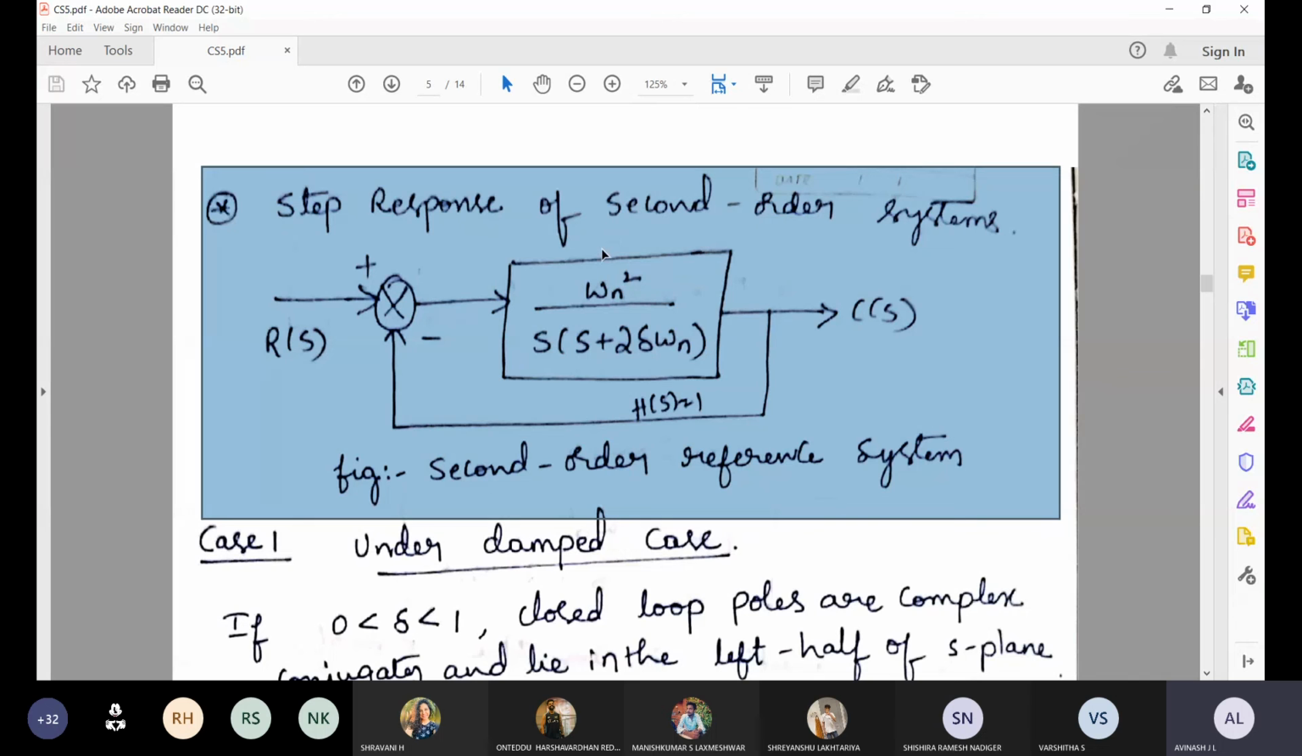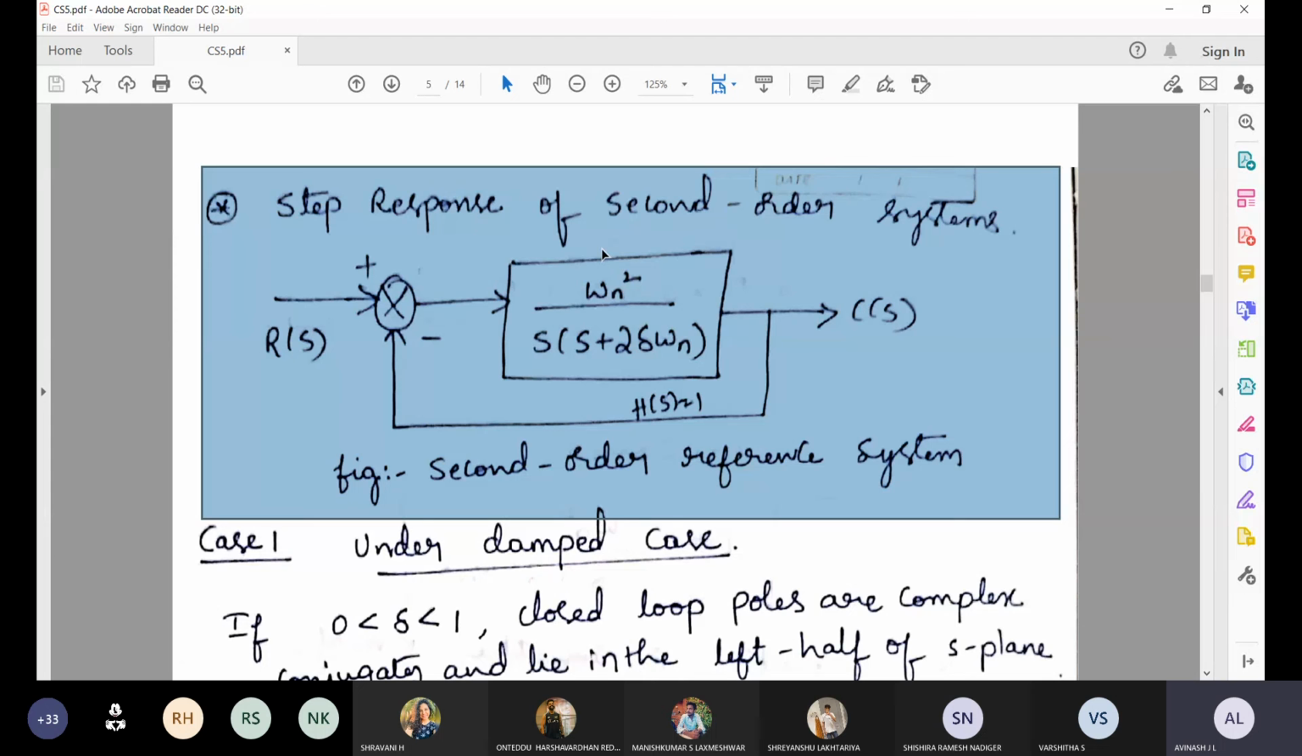Write: step response of second order system. Write this one, all of you. Step response of second order system. Write the step response heading, and once again draw the block diagram and keep it ready.